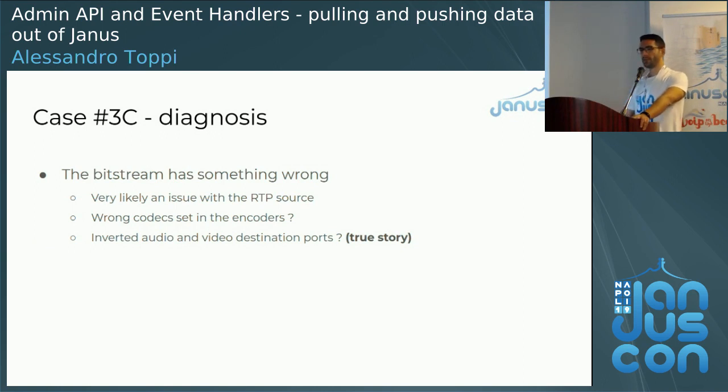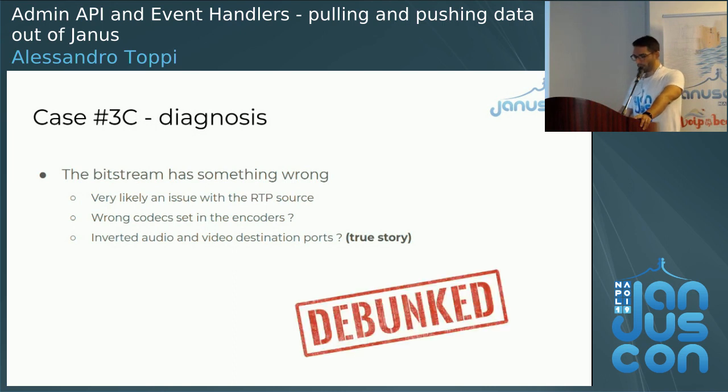For example, we set the wrong codecs in the encoders. Janus is expecting a VP8 video, for example, and we're sending an H.264 video. Or maybe we have inverted audio and video destination ports, and this is a true story because it happens often to me when I work with Janus. And so we can mark this as solved.